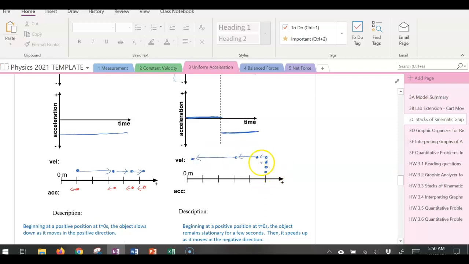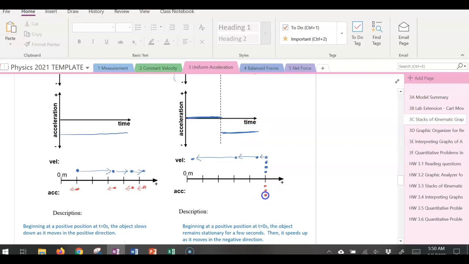So the position dots stacked on top of each other while it was not moving, and then when it started moving, they're moving to the left in the negative direction. My velocity arrows have to point to the left, and they're growing. They're getting longer because it's speeding up.